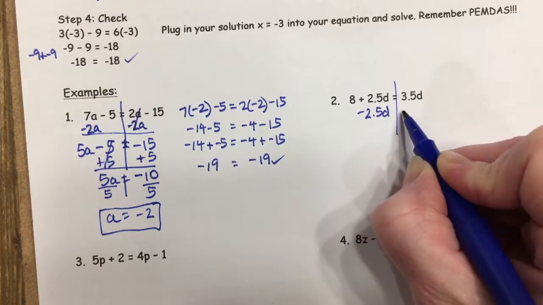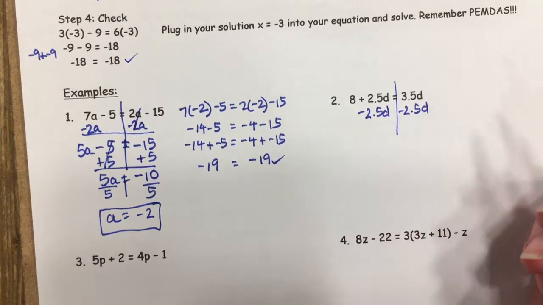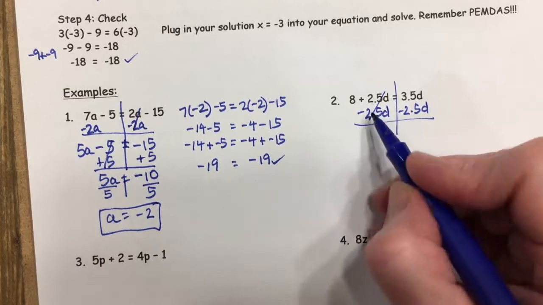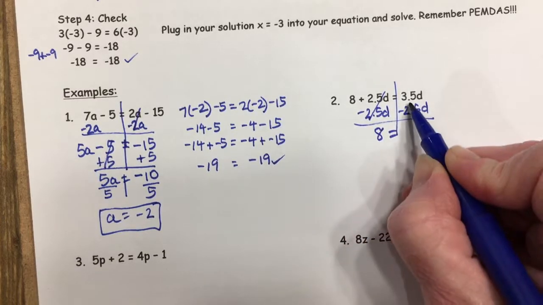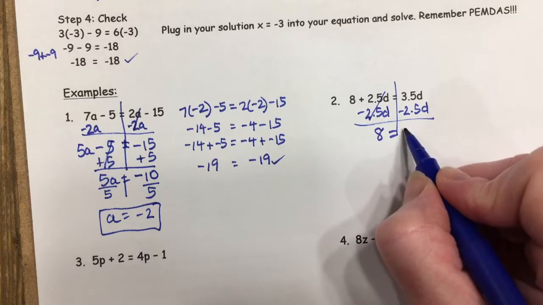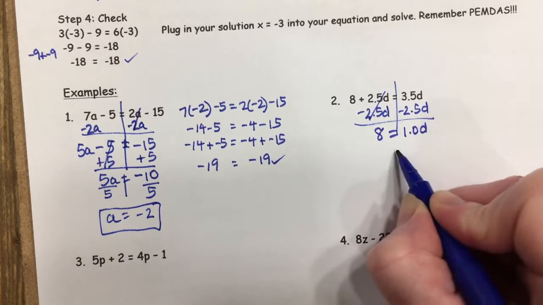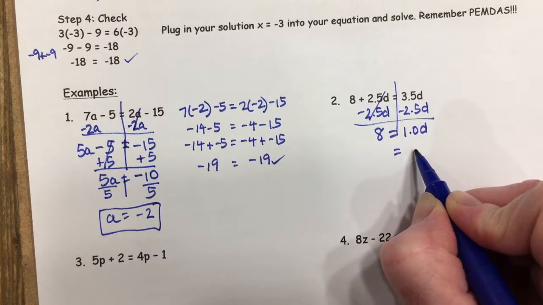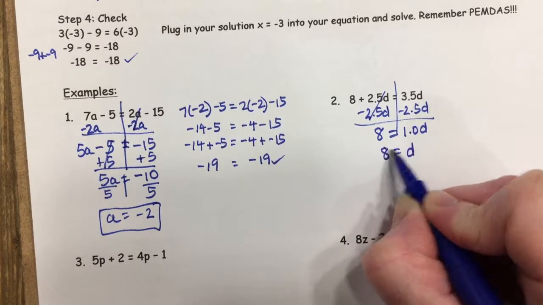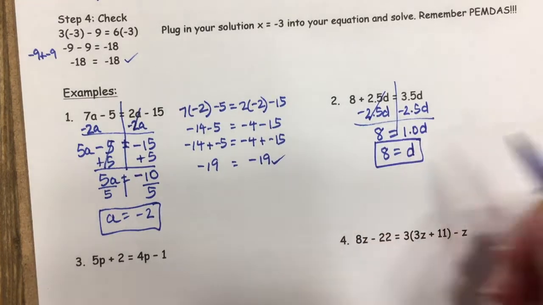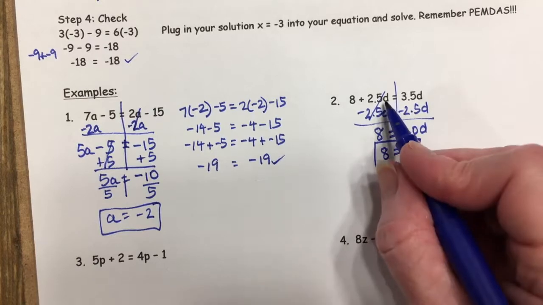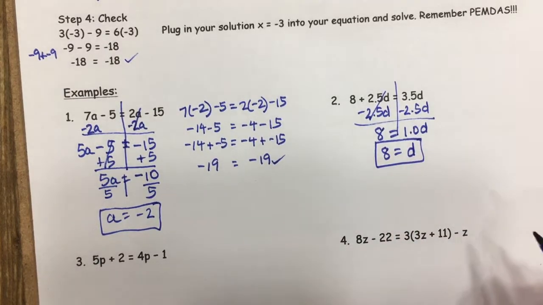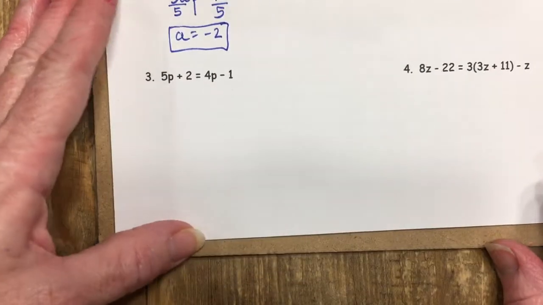I'm going to line up my decimal. So these go away. The side still has the 8. 3.5 minus 2.5 is 1.0D. Well, 1.0 is really just 1D or just D, right? Which is actually what I'm solving for. So D equals 8. Again, I can solve this by plugging in D here and D here. Okay? All right, number 3.